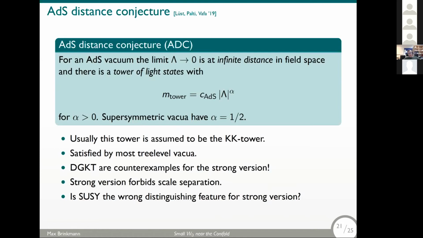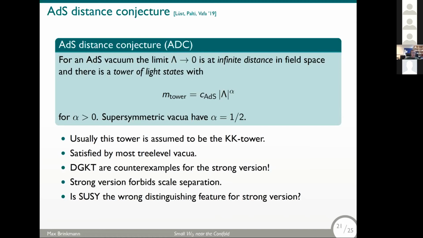This tower of states is usually assumed to be a KK tower of some kind, and the conjecture is of course satisfied by most tree-level vacua we know. However, DGKT type vacua are counterexamples for the strong version. The strong version is particularly interesting because it completely forbids any form of scale separation from the internal and external space.